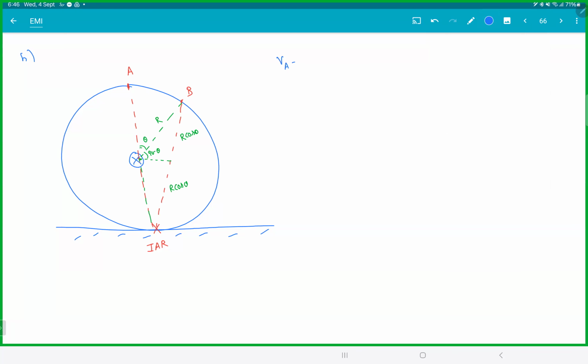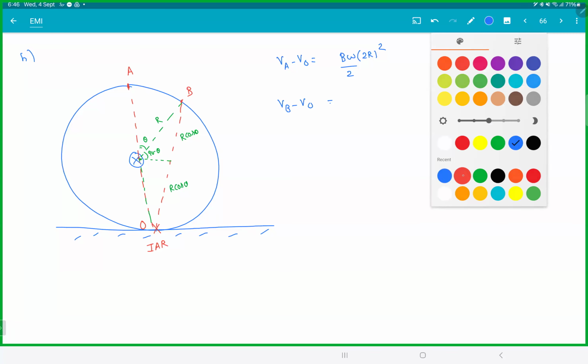So VA minus VO would be B omega 2r whole square by 2. Whereas VB minus VO, basically you're just treating the O as the hinge, and you're treating O as a rod. Let's call this O, IR. And OB is another rod.